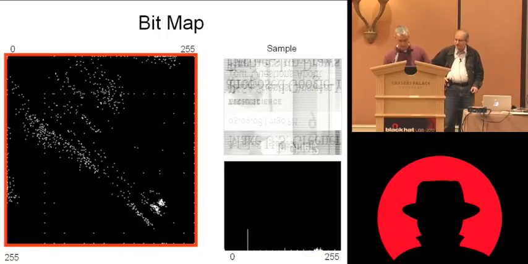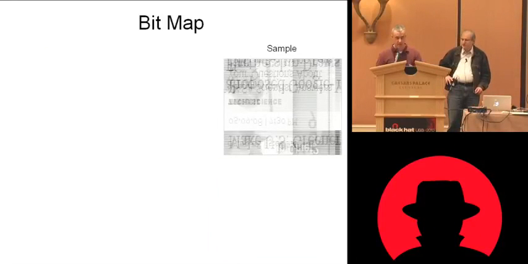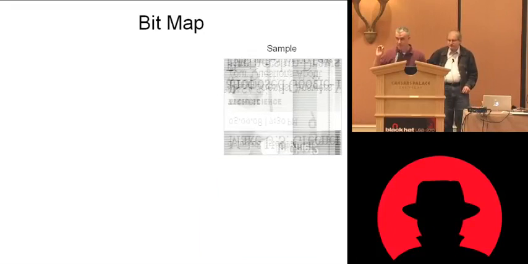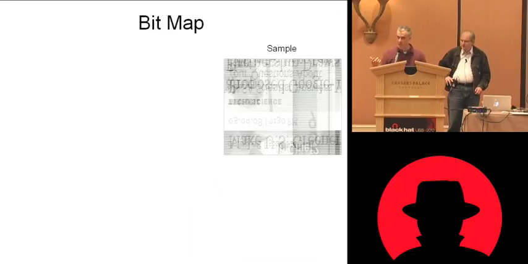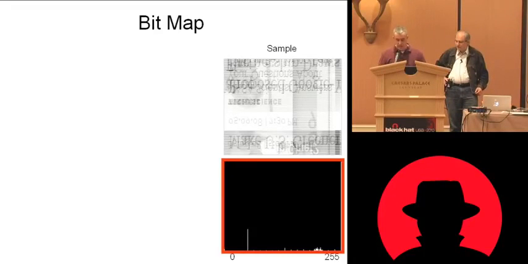Okay, so the top right is a bitmap. That's not looking at it with an image viewer, that's looking at it as a byte plot. It's not an image viewer, it's looking at the raw bytes in the file. That's what it'll look like, or it can. That's the histogram for that particular bitmap.